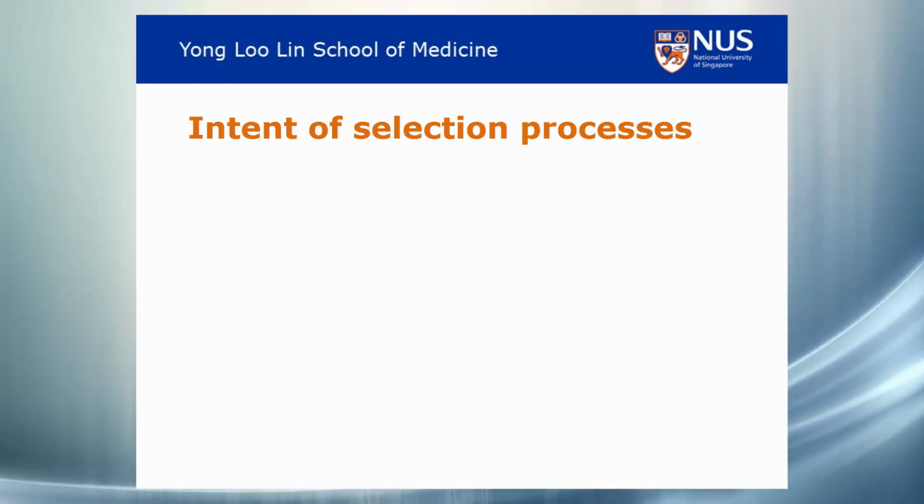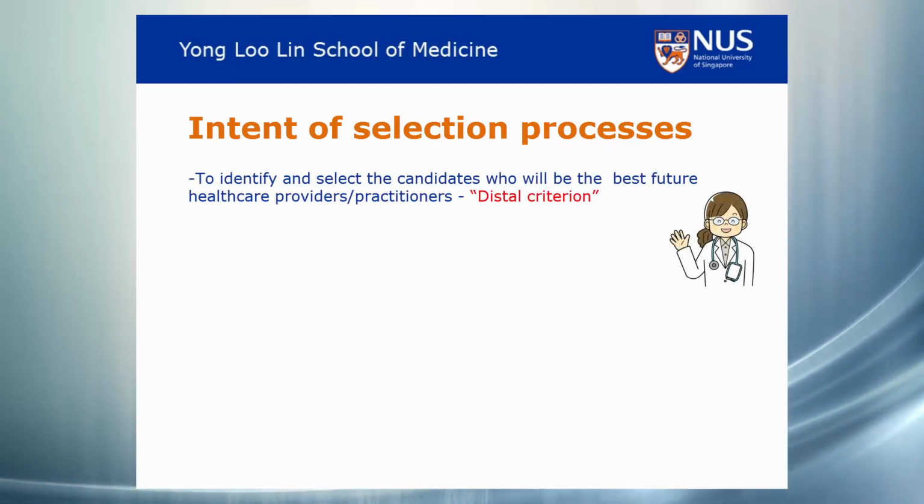So therefore, let's look at the intent of our selection processes. Well, there are two main intents. The first is to identify and select the candidates who will be the best future healthcare providers or practitioners. Now, this is the ideal. This is the distal criterion. Unfortunately, none of the selection tools at the moment have very strong data to back this up. However, this is our ultimate criterion, or what we call the distal criterion.